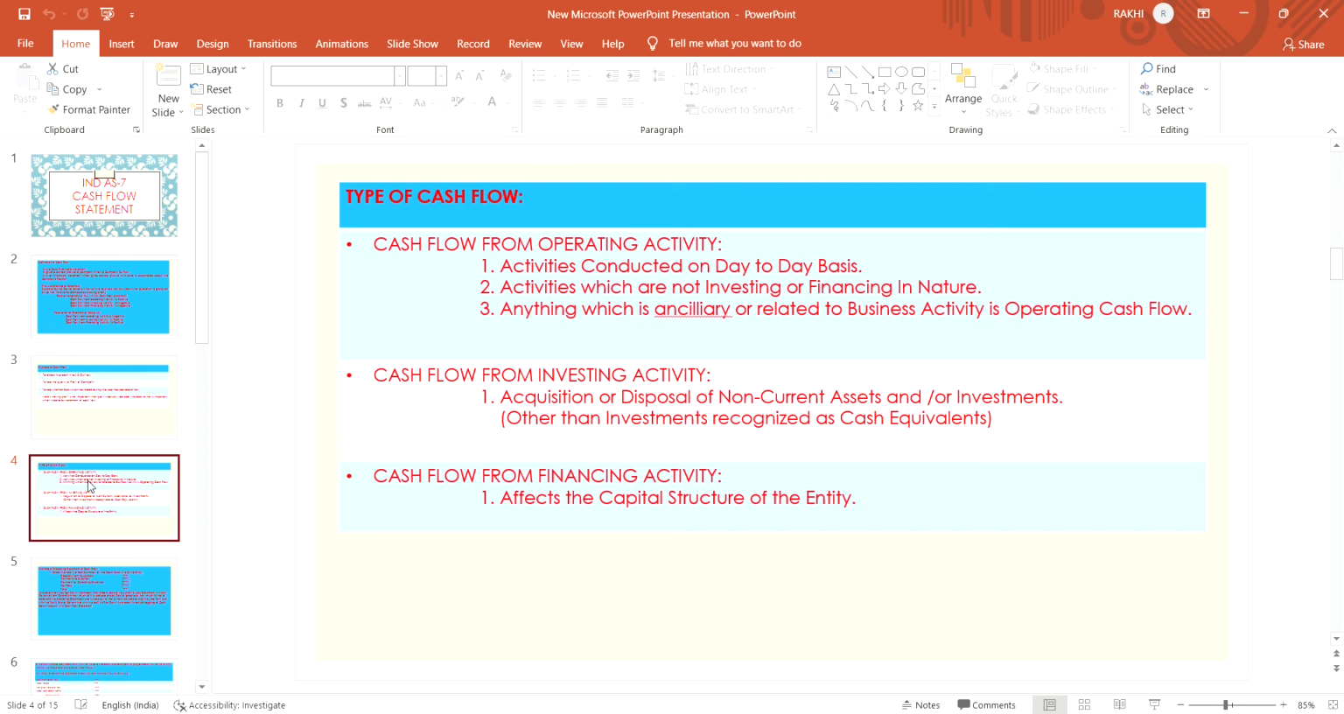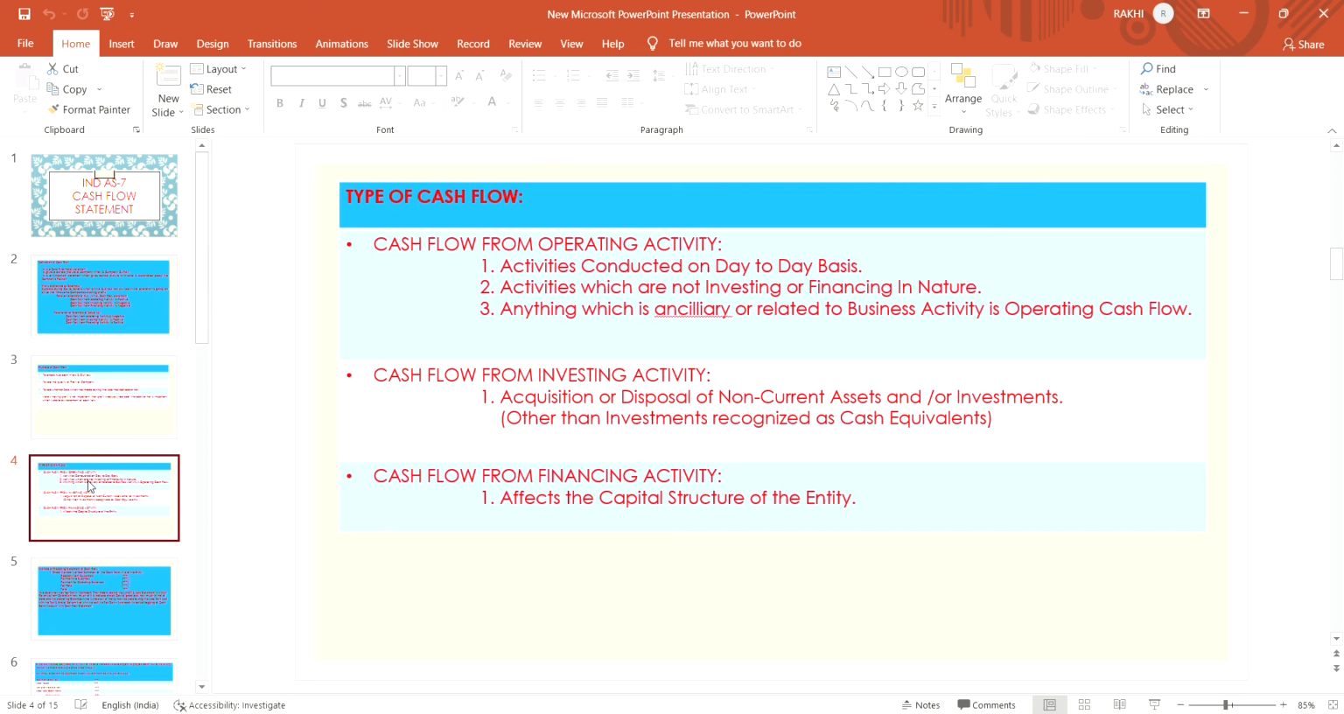Other than investments recognized as cash and cash equivalents, meaning investments made for 3 months or less, which are cash and cash equivalents, all other investments and non-current assets which we acquire or dispose of are shown under cash flow from investing activities. Any dividend received from investments and any interest received are also covered under investing activities.